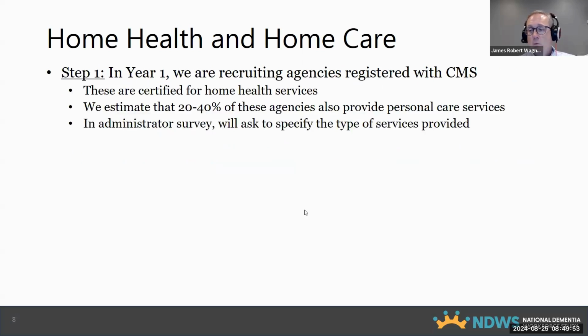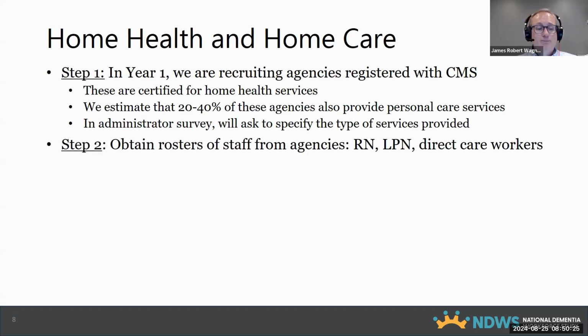So, in year one, we are going to recruit agencies that are registered with CMS. They are certified for home health services. And we estimate that 20 to 40% of these agencies also provide personal care services. It's a little hard to know, but we've been looking at several states to try and compare what we see across multiple databases and see what's the percentage of the CMS registered agencies that supply personal care services. And in the administrator survey, we'll then ask them to specify the type of services that are provided.